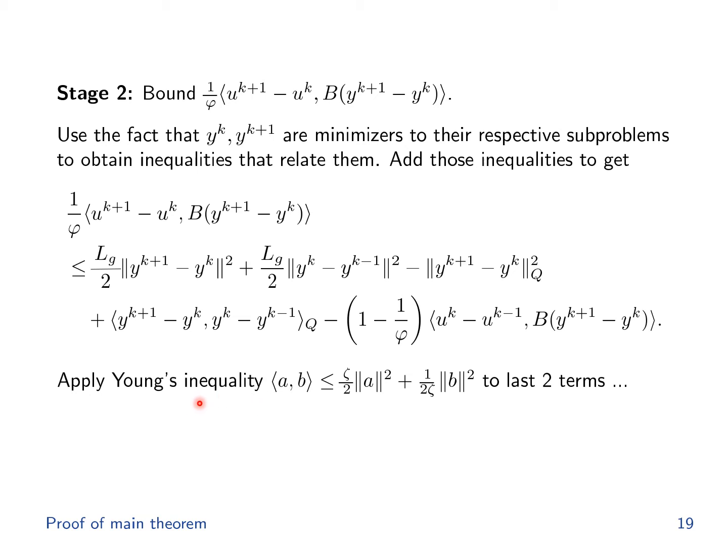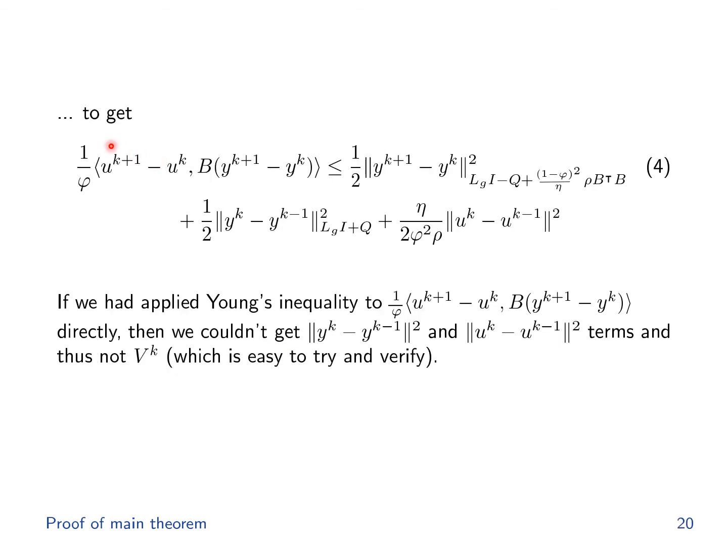When we apply this Young's inequality to these 2 inner products, we choose different zetas for these 2 terms. Applying Young's inequality to the 2 new inner product terms allows us to get the new right hand side, and we have used this induced norm notation to collect the terms. So we end up having only 3 terms, one involving yk plus 1 minus yk, the second yk minus 1, and the last one uk minus 1.